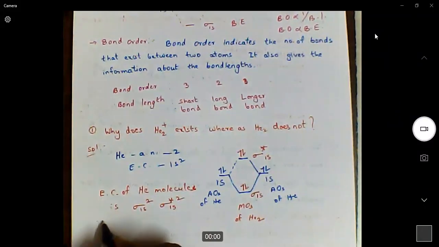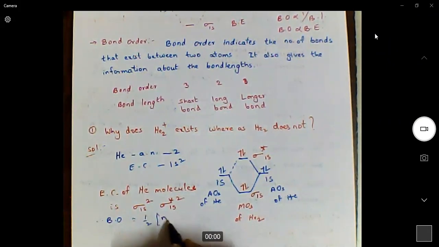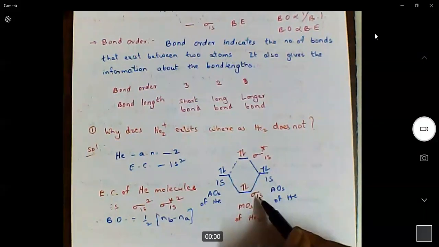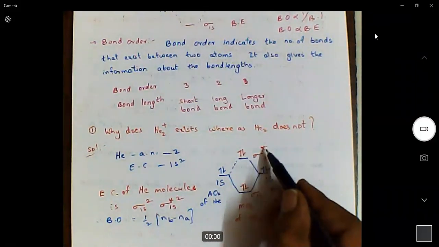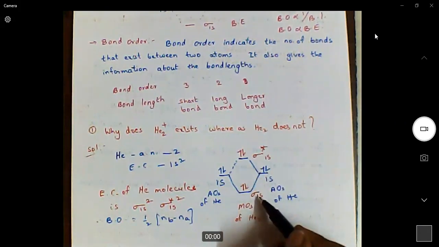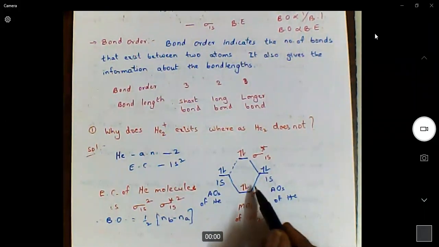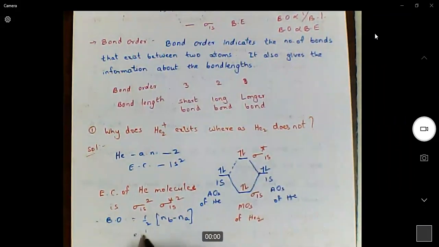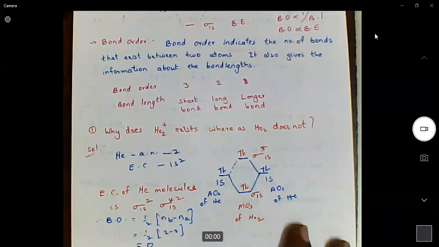Now we will calculate the bond order. Bond order is half of the number of bonding electrons minus the number of anti-bonding electrons. Here we have 2 electrons in sigma orbital, we have 2 electrons in sigma star orbital. The orbitals with asterisk star mark are called anti-bonding. The orbitals without star mark are bonding. So here we have 2 electrons in bonding orbital, 2 electrons in anti-bonding orbital. So as a result, we get 0 bond order.